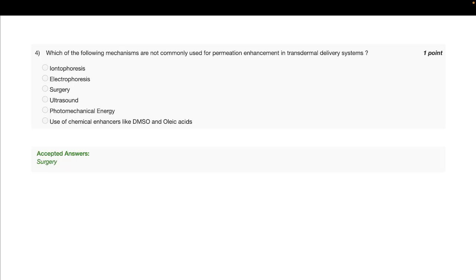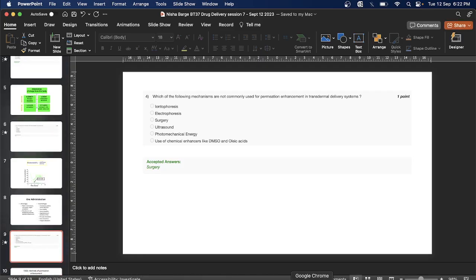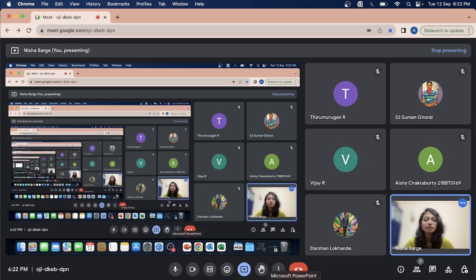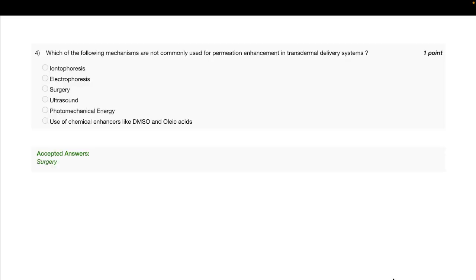So the question is, which of the following mechanisms are not used for permeation enhancement in transdermal delivery system? The right answer is surgery, because surgery is not used for transdermal delivery. Is this clear? Okay, let's move on towards the next question then.